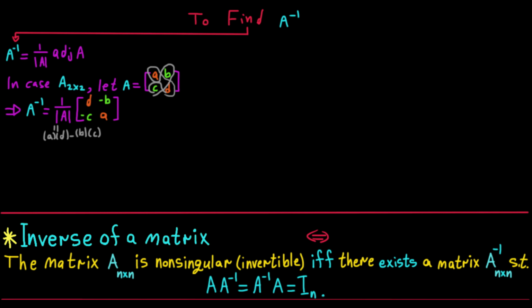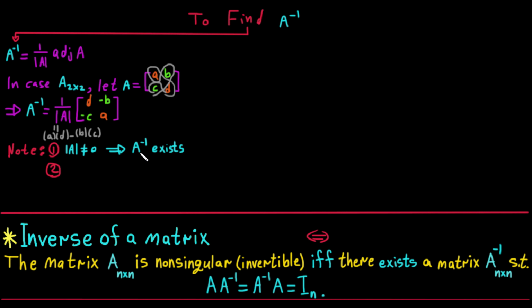Now, let's write notes about this. Note 1 and 2. The first note: if the determinant of A is not equal to 0, then A inverse exists.